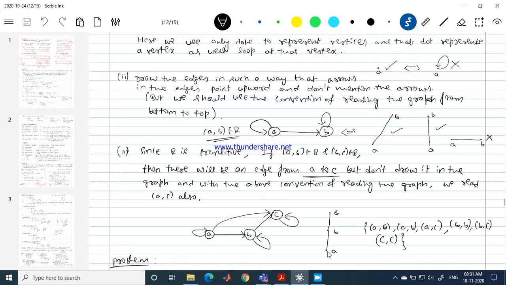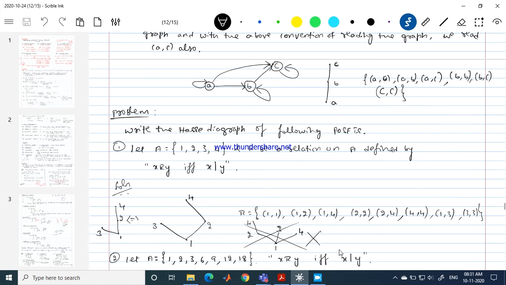So here I need to read it as A comma A, A comma B, A comma C, then B comma B, B comma C, then C comma C. Even if I have one more edge here, I should read up to there. So A to A, A to B, A to C, and A to D, like that.